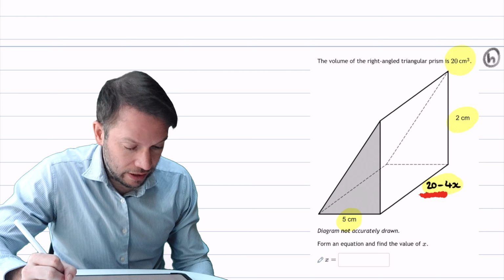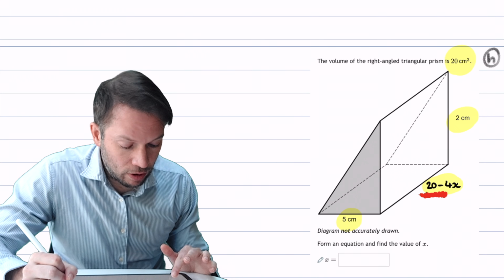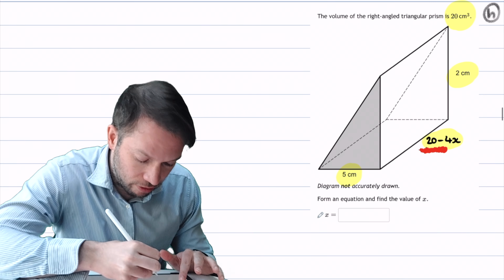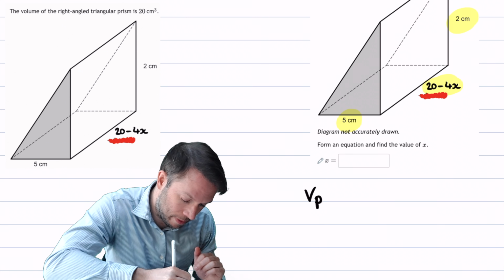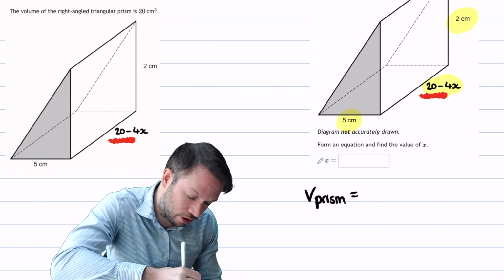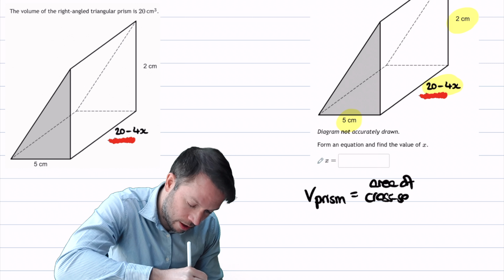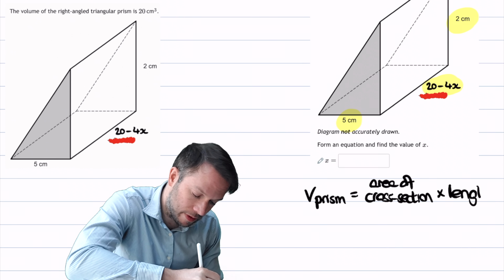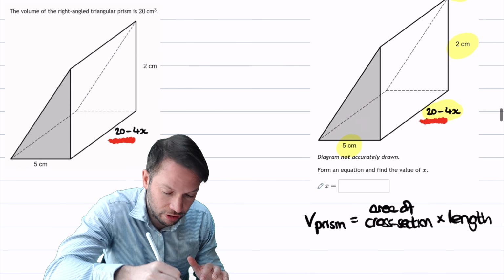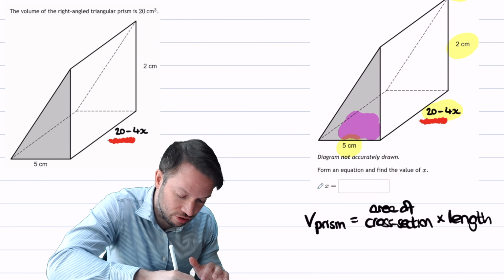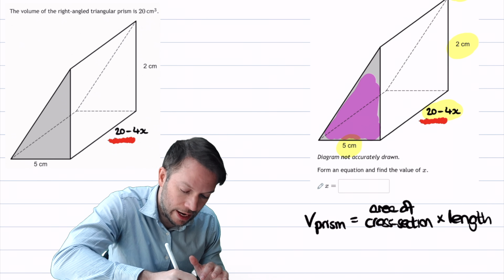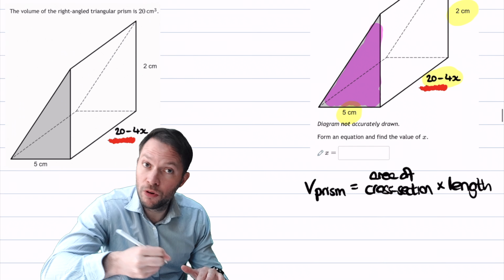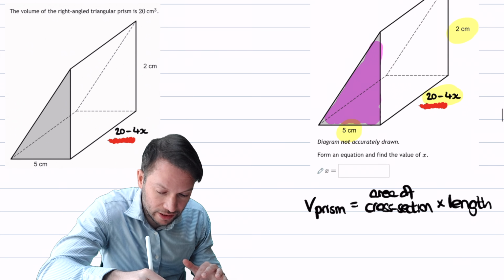So how do we find the volume of this prism? Well, remember, the volume of a prism in general is just the area of the cross-section multiplied by the length of the prism. Now, what is the cross-section here? The cross-section here is just a triangle. And how do you find the area of a triangle? Well, it's half times base times height.